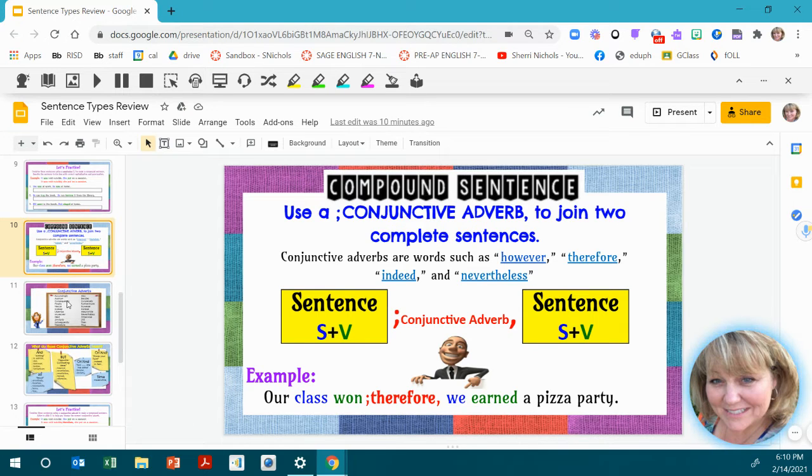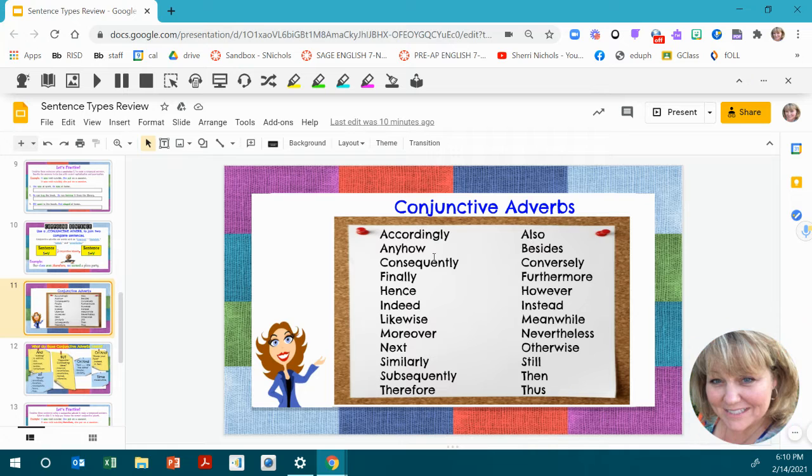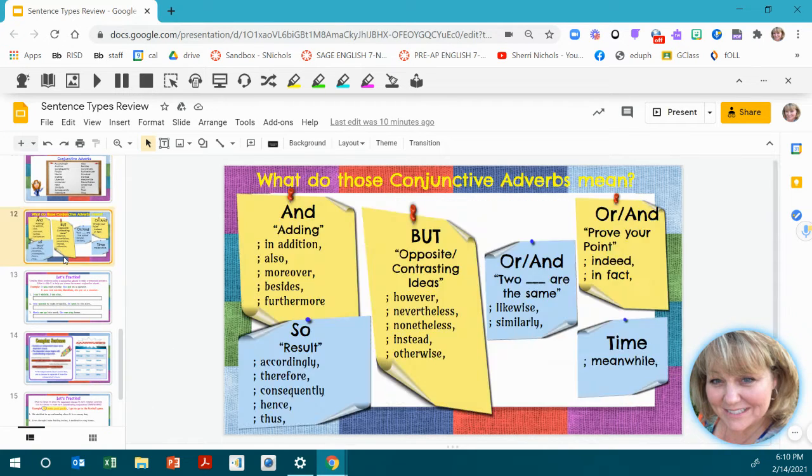And again, only do this when they're related. Here's a list of common conjunctive adverbs. The ones that you see all of the time, the most would be like however, furthermore, also, subsequently, consequently, accordingly.